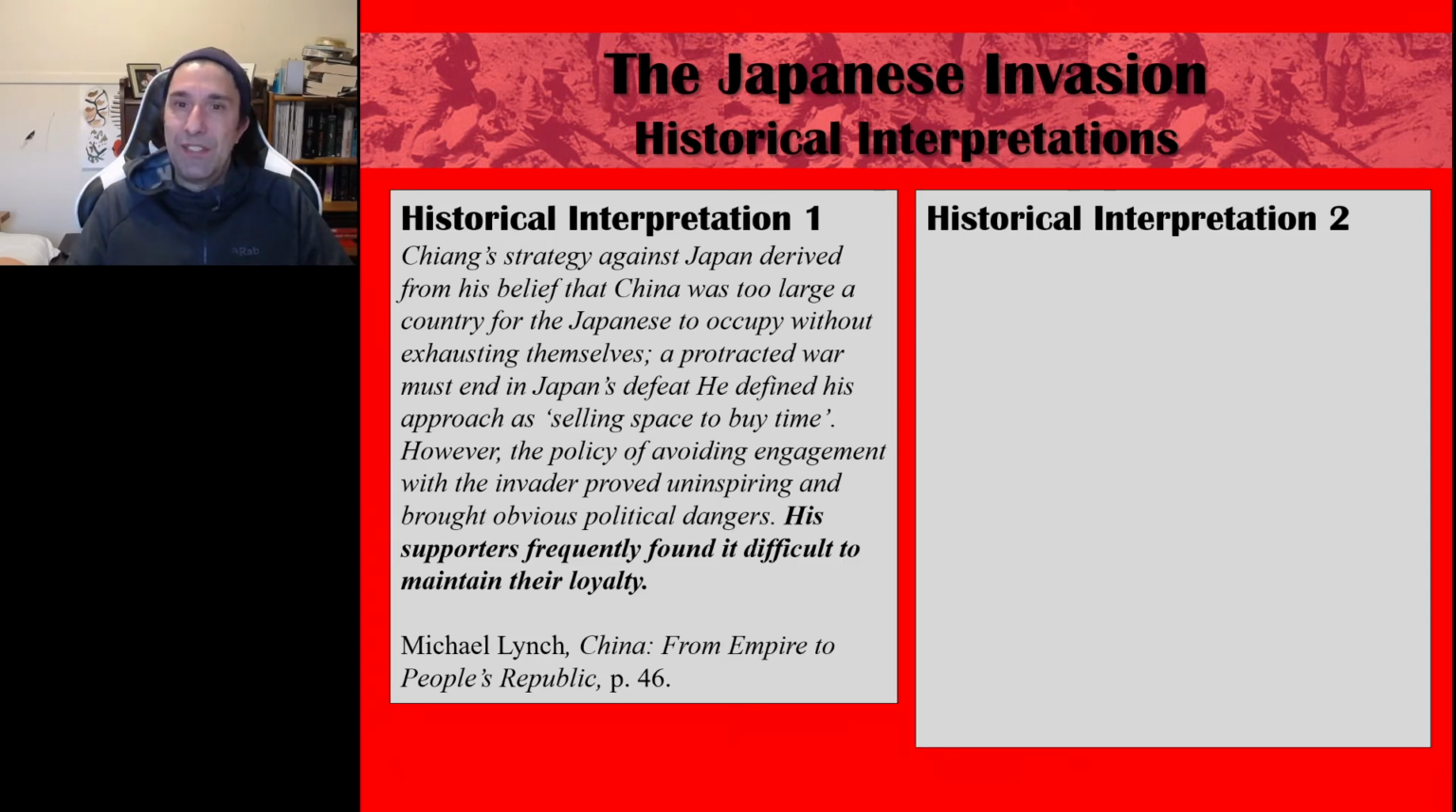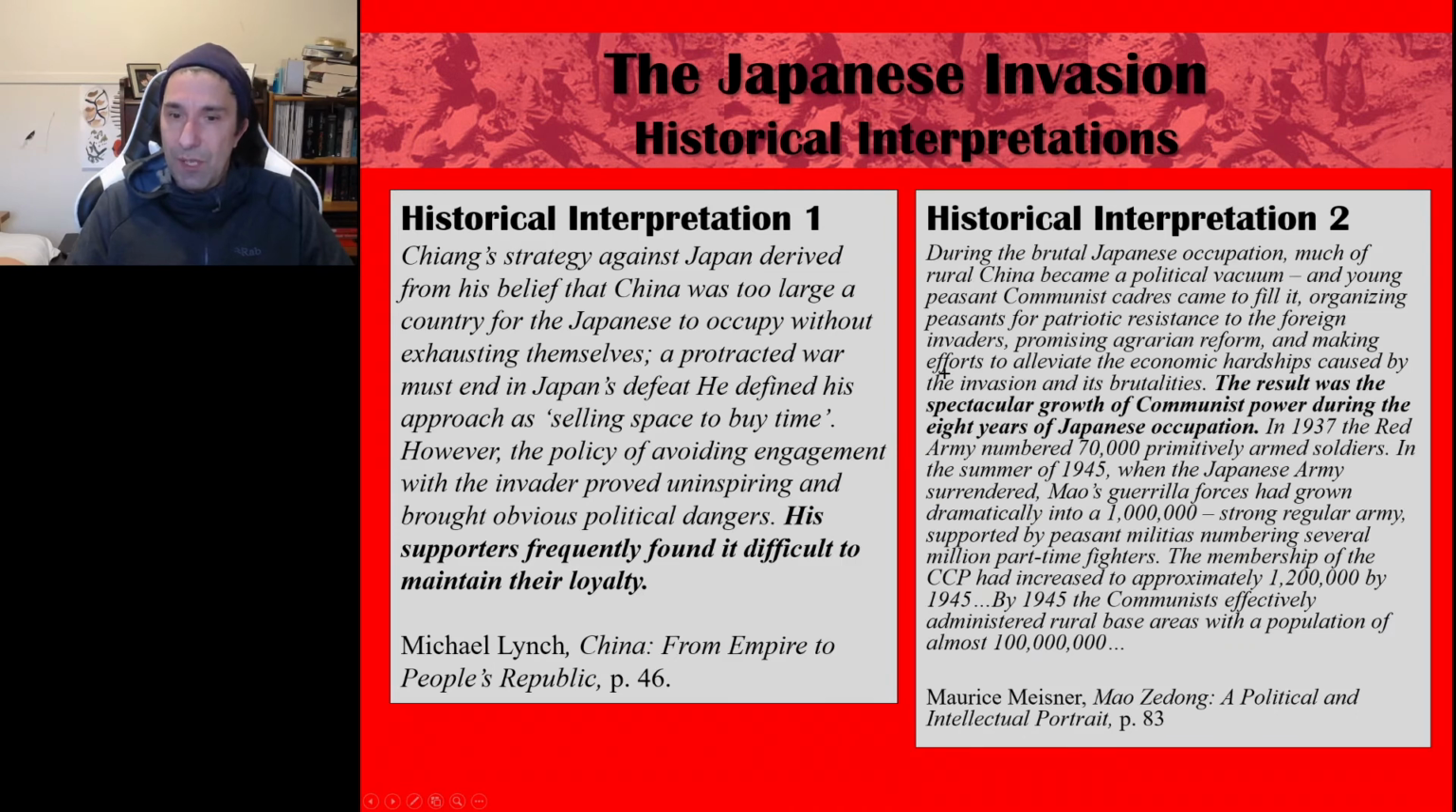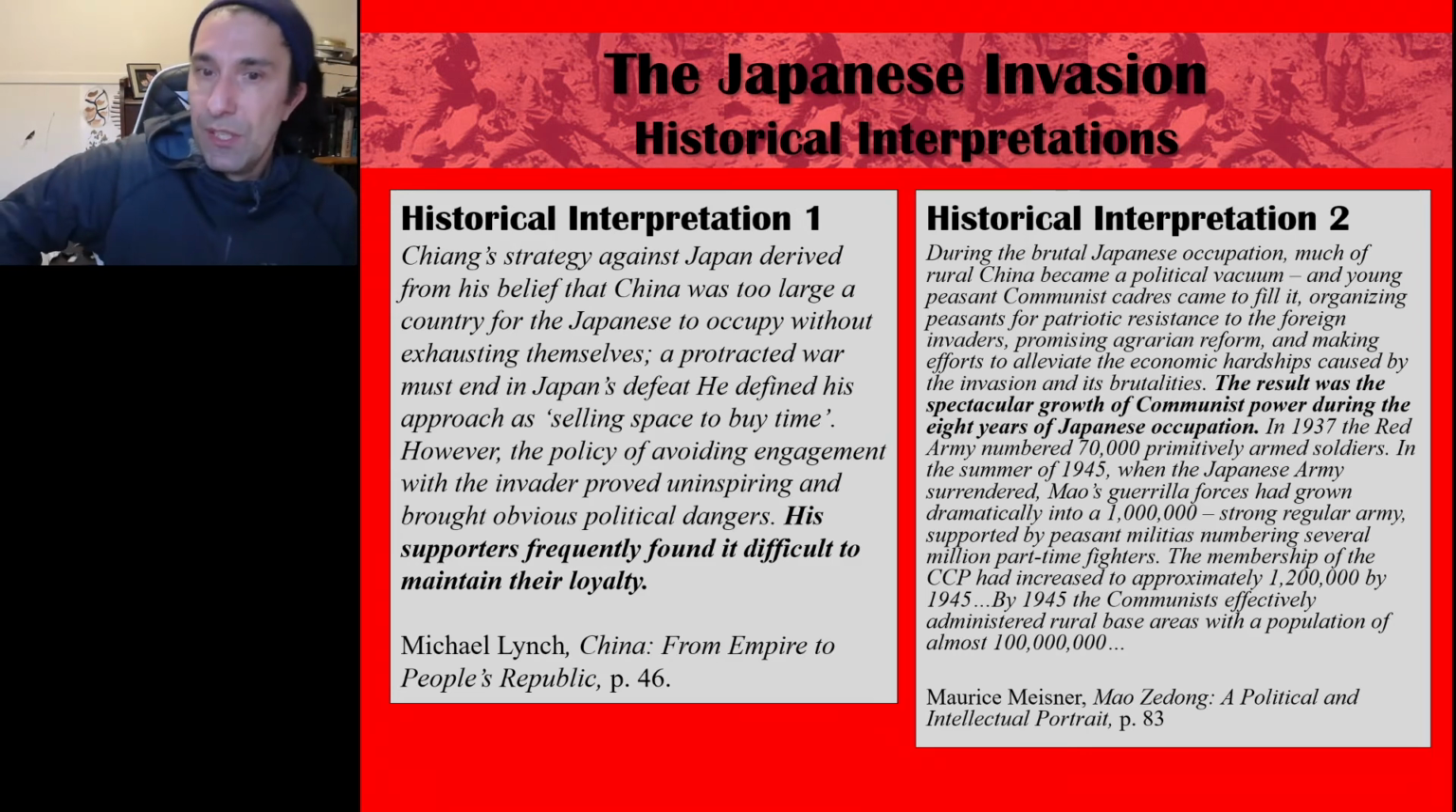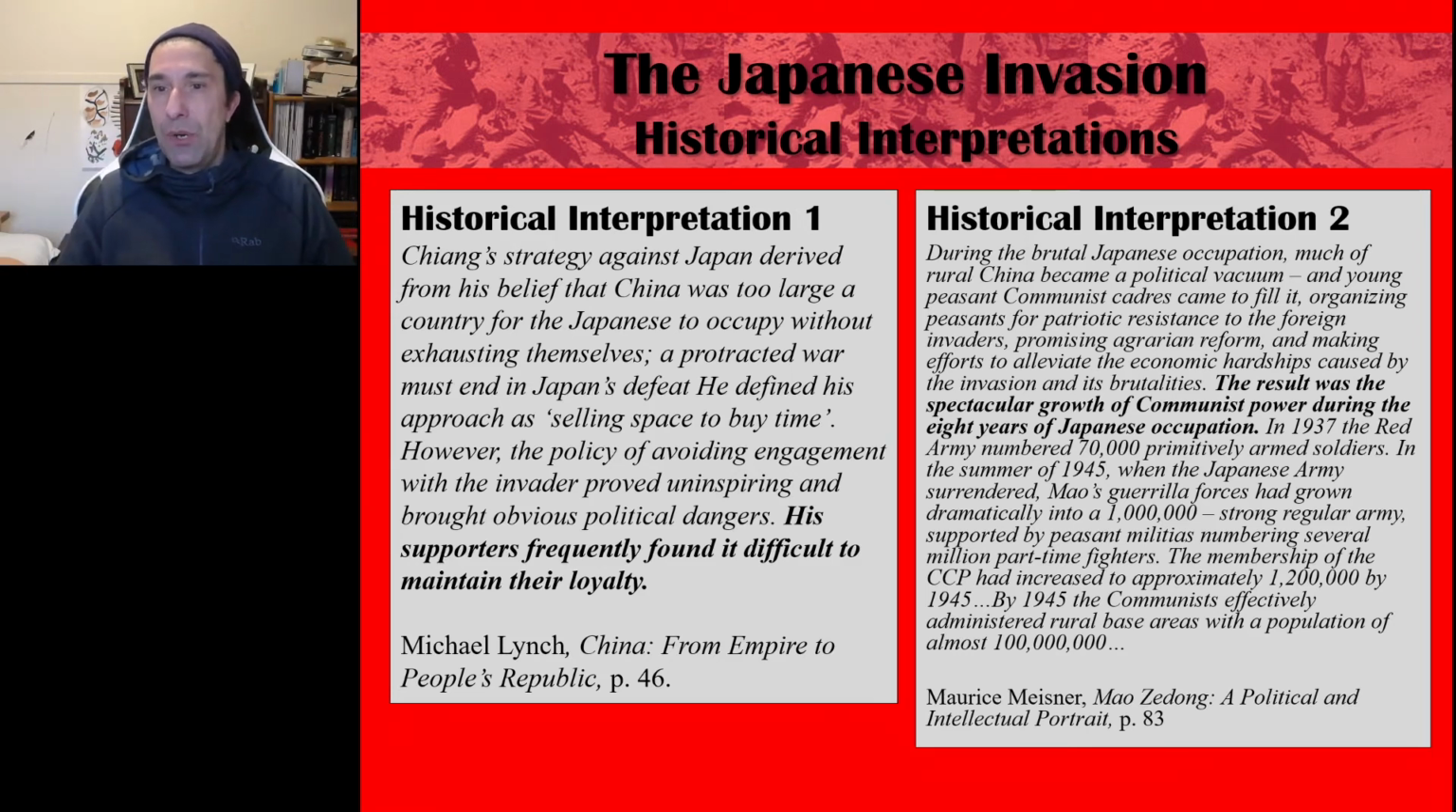Okay, the second historical interpretation is from Maurice Meisner, Mao Zedong: A Political and Intellectual Portrait. He writes, during the brutal Japanese occupation, much of rural China became a political vacuum, and young peasant communist cadres came to fill it, organising peasants for patriotic resistance to the foreign invaders, promising agrarian reforms, so we're talking about land redistribution there, and making efforts to alleviate the economic hardships caused by the invasion and its brutalities. The result was the spectacular growth of communist power during the 8 years of Japanese occupation.